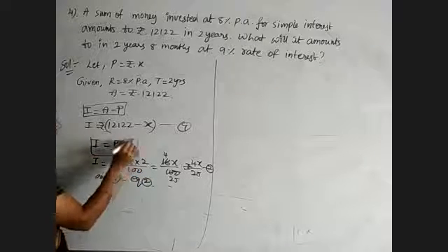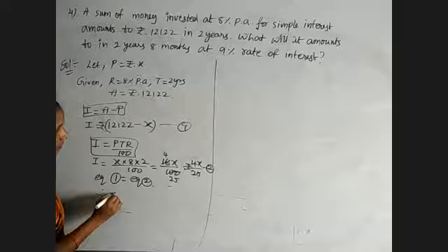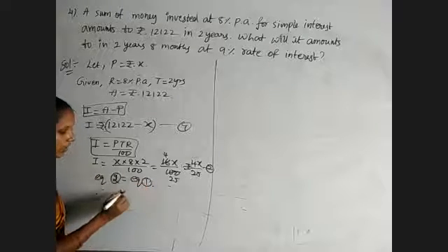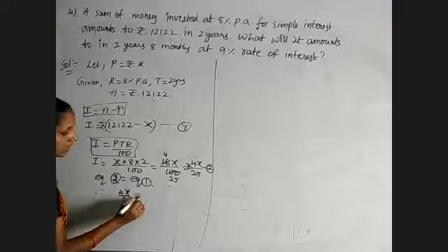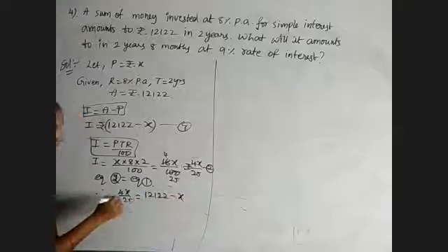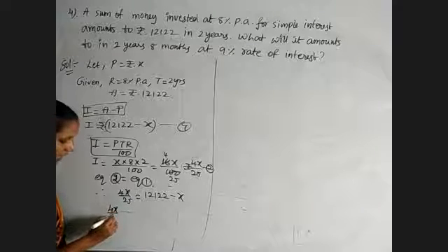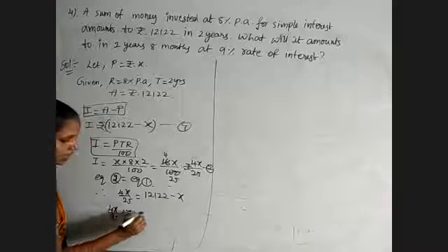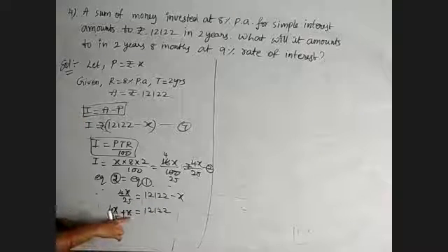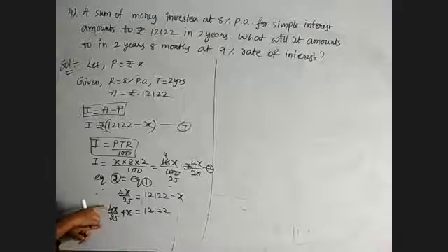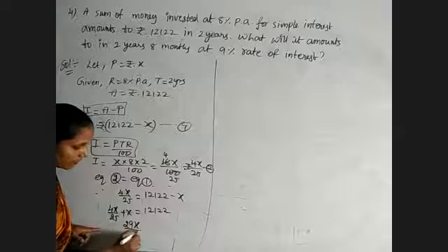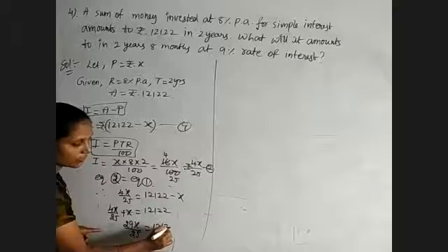Therefore, 4x by 25 is equal to, equation 2 equal to equation 1, I am writing, 12,122 minus x. Minus x bring this side. 4x by 25 plus x is equal to 12,122. So doing so, we are getting 25 into x, 25x, 25 plus 4 is 29x. 29x by 25 is equal to 12,122.